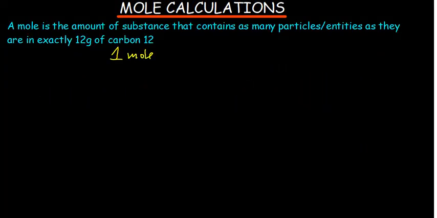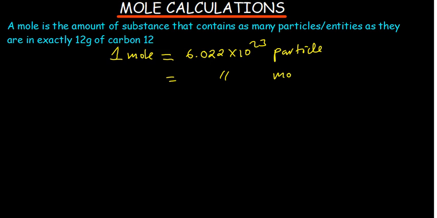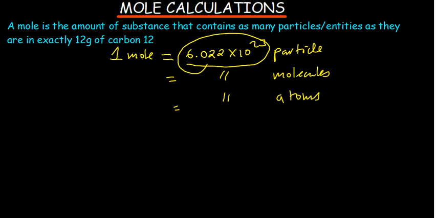So one mole of a substance is equal to 6.022 times 10 to the power 23. It can be particles. It can also be this same number of molecules. It can also be this same number of atoms and just a lot of things. That is one mole. One mole represents this number. Does anyone know what we call this number? What's this number?